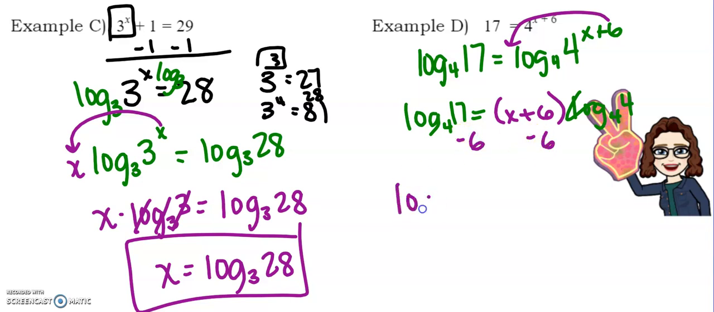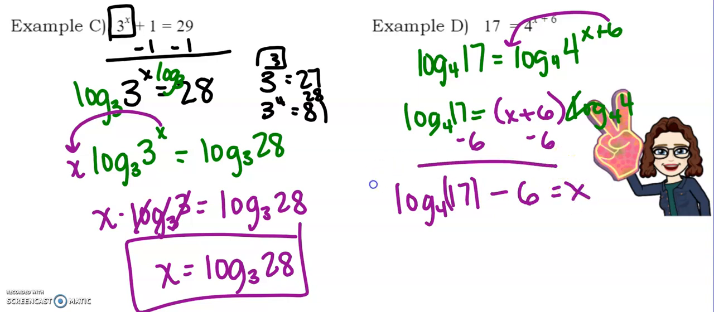So I could write this as log base 4 of 17 minus 6 is equal to x. Okay, if you have the newer calculator, you can actually do log base 4 of 17, figure out what that is, and then subtract 6. If we were estimating, 4 to what power gives us 17? Well, 4 to the power of 2 gives us 16, so it's probably something just greater than 2.